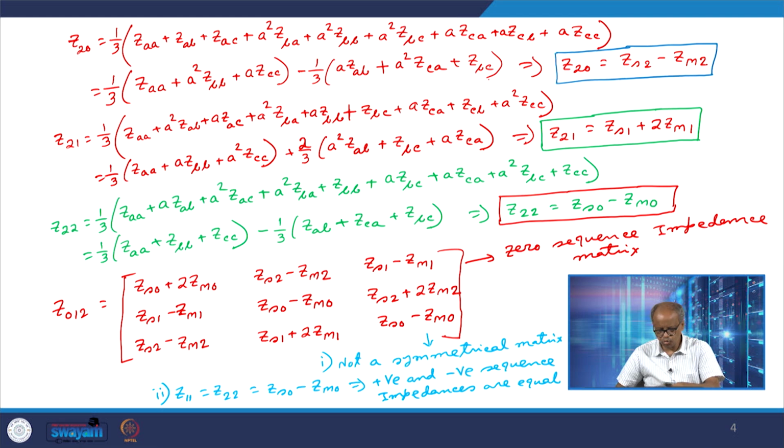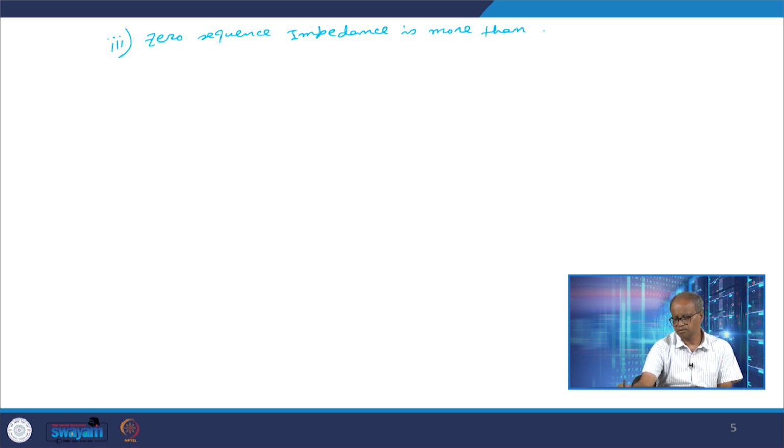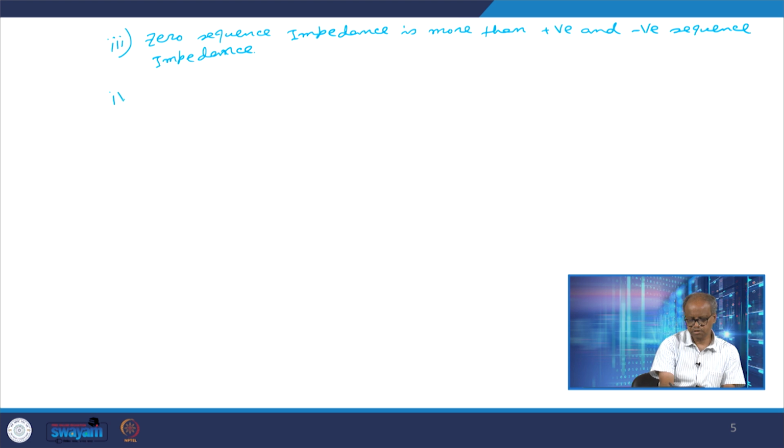Obviously, zero sequence impedance is more than the positive sequence and negative sequence impedance, right? Obviously, ZS0 plus 2ZM0 is certainly more than ZS0 minus ZM0. And fourth is that all the sequence components are coupled.